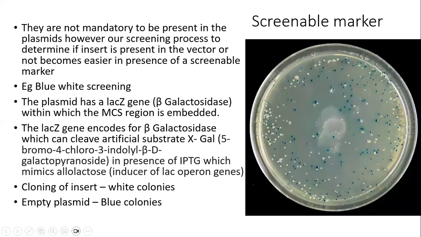So here we have an image of the blue-white screening where you can see a few colonies are white in color, and these are those in which the beta galactosidase gene is inactive or disrupted because of cloning of the insert, while the others are blue colonies, because they don't have the insert and hence the beta galactosidase function is active. So in this way, you can make use of the lacZ gene as a screenable marker, meaning you are using it to screen whether your colonies are going to have the clone or not.